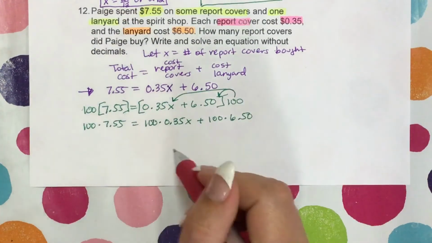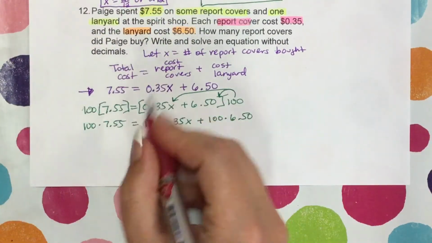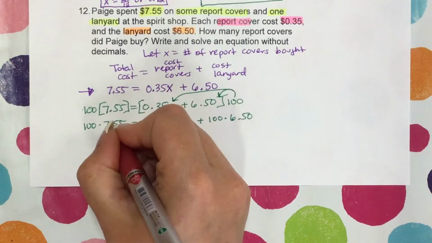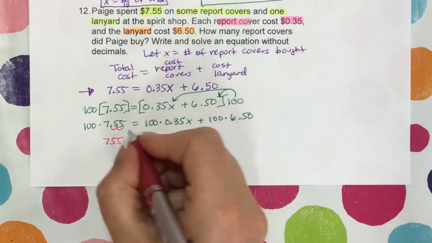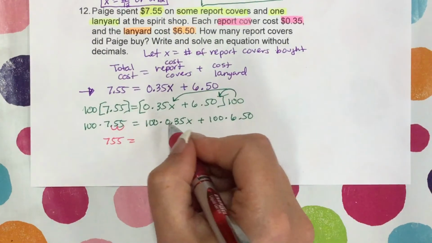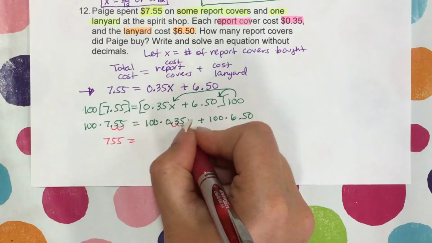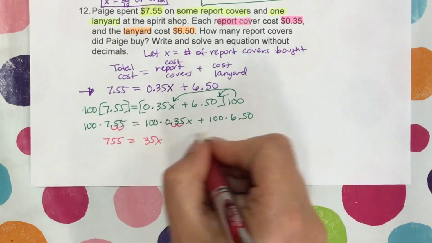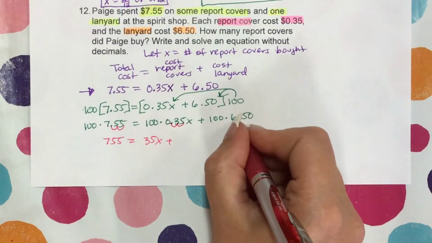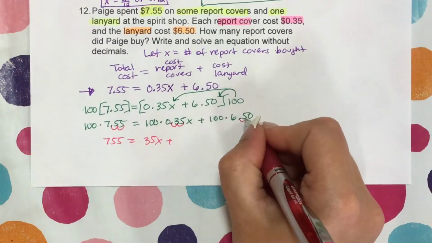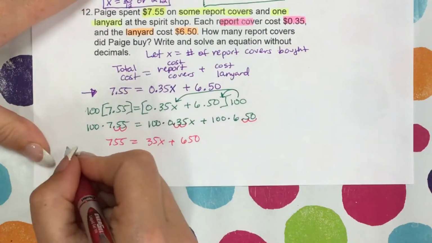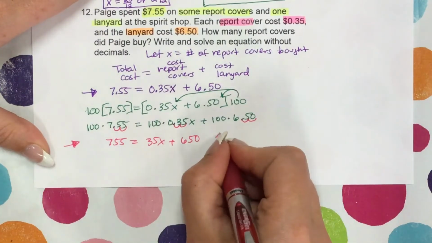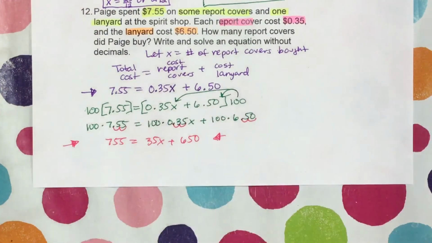Now the cool thing is whenever you multiply a number by 100, you can just move the decimal place over 2 places, and you get the same answer. So 100 times 7.55, we move the decimal over 2 places, and we get 755. Equals 100 times 0.35x, we just move it over 2 places, and we get 35x. Plus 100 times 6.50, we just move it over 2 places, and we get 650. Okay, so this is our equation with no decimals. We just multiplied everything by 100 and boom, no more decimals, they are gone.